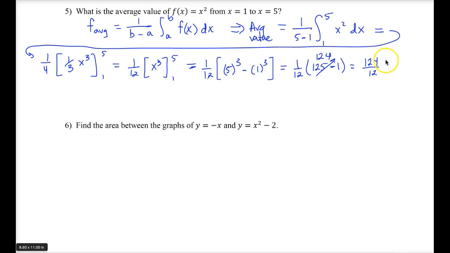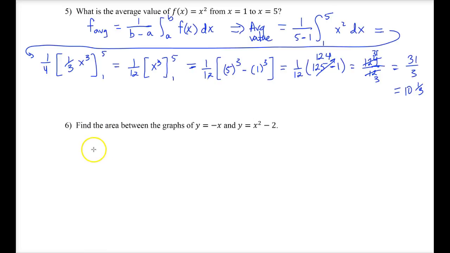All right, so here we see that, let me clean up this right quick. We see that both 124 and 12 have a common factor of 4. So for the denominator, we know 4 goes into 12 3 times. And if we divide 124 by 4, we get 31. And of course, this would be the average value, which is exactly 10 1/3, or 10.33333. This would be the average value of the function f of x equals x squared from 1 to 5.